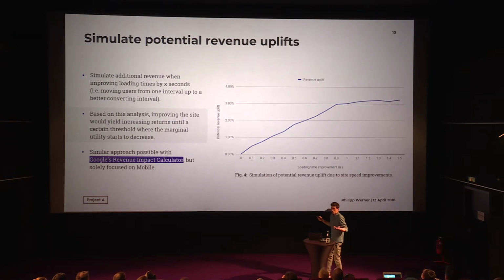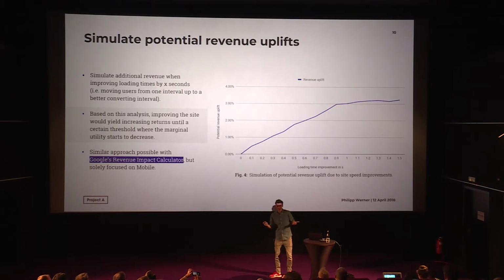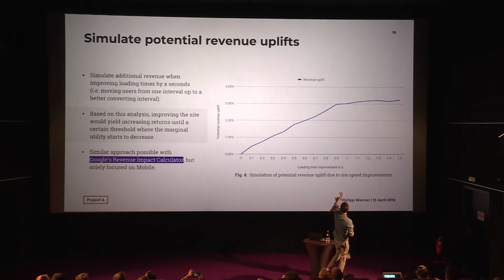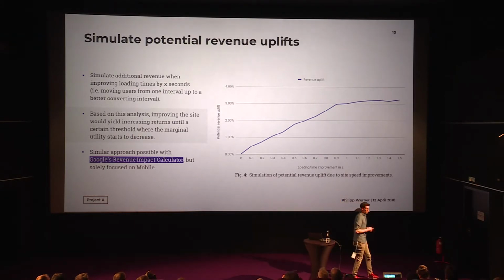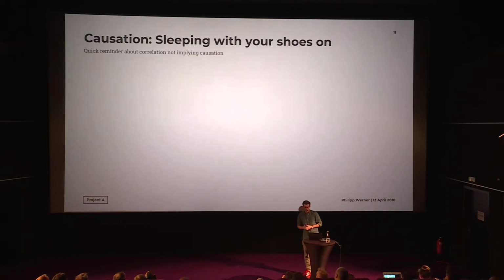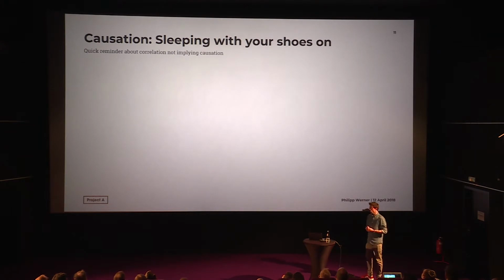Done, right? We answered the question. Making the site 1 second faster, what's the business value? And we can see, okay, 1 second, approximately 3% revenue uplift. Great. That's of course wrong, because we all know that there's something called correlation and something called causation. So we didn't stop there.